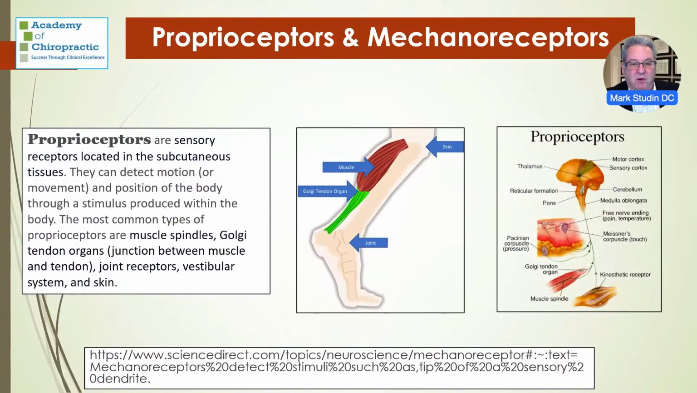But before we move forward there, we have to understand proprioceptors and mechanoreceptors. Proprioceptors are how your body senses where it is in time and space. How do I know where I am? How does my brain know where I am? There are sensory receptors located in subcutaneous tissue, under the skin, muscle, tendon, and there are proprioceptors in the bone, joints, all over the place, and they position the body through stimulus produced within the body, such as Golgi tendon organs, joint receptors, the vestibular system, skin.